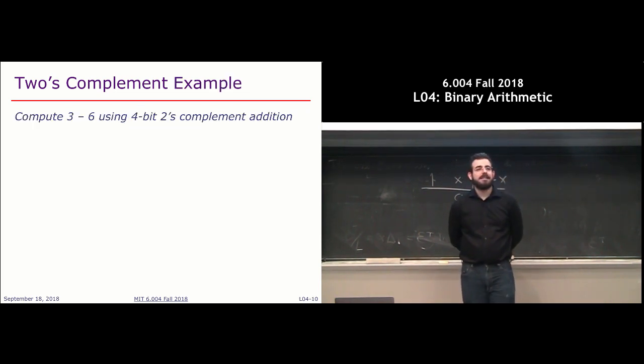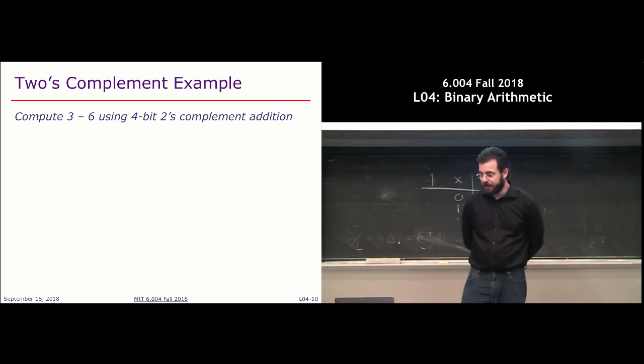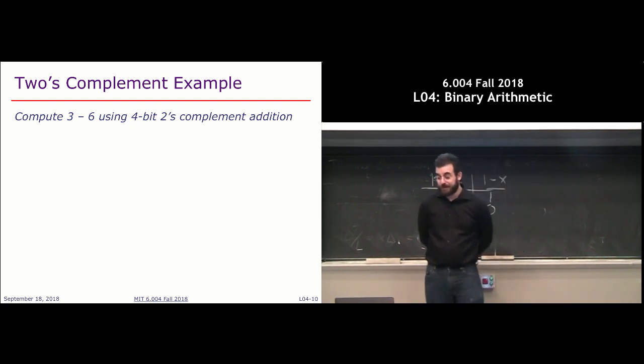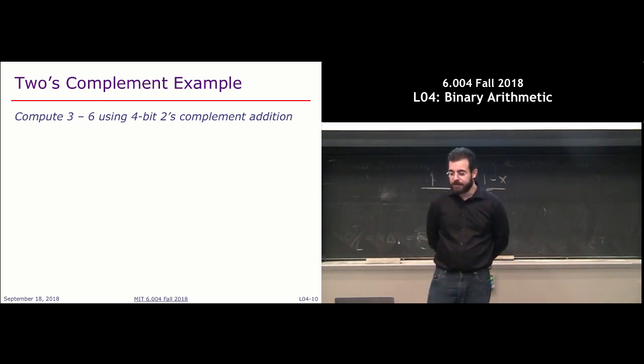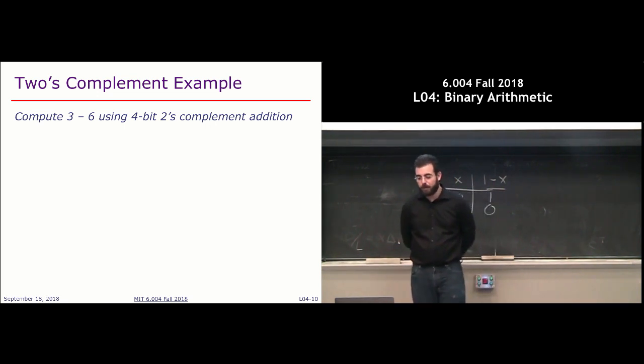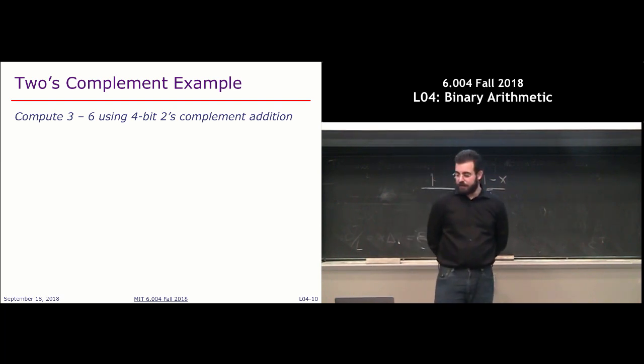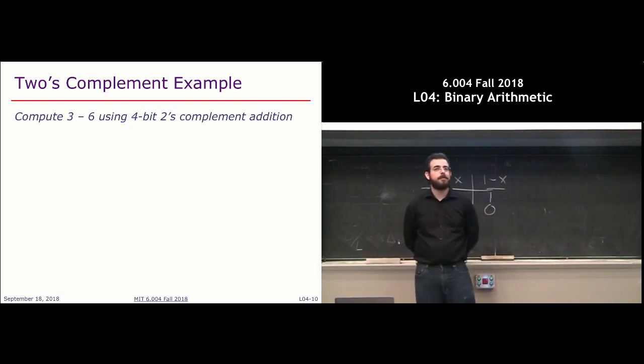OK, so let's see a couple of examples of this subtraction by addition at work. First, let's try to compute 3 minus 6 using 4-bit 2's complement addition. So how do you represent 3 in 4-bit 2's complement?